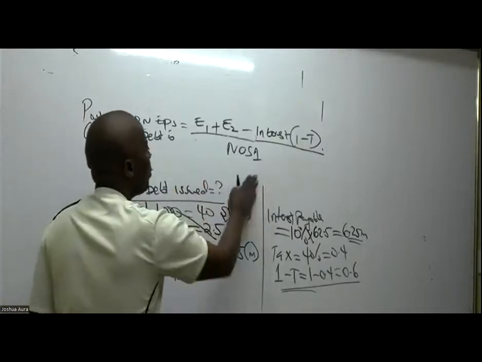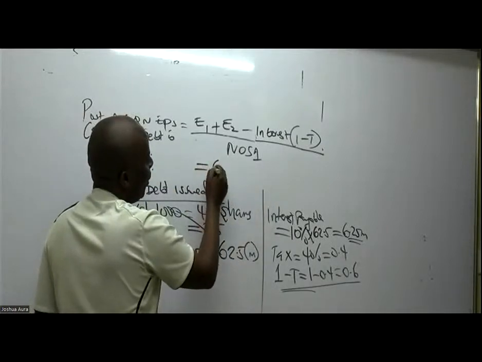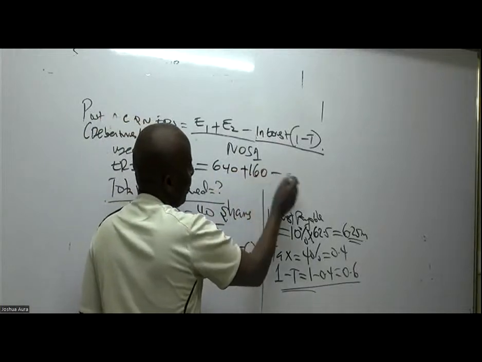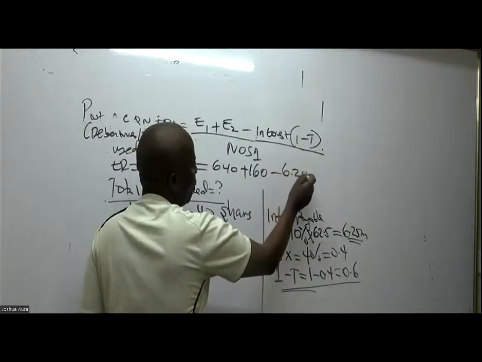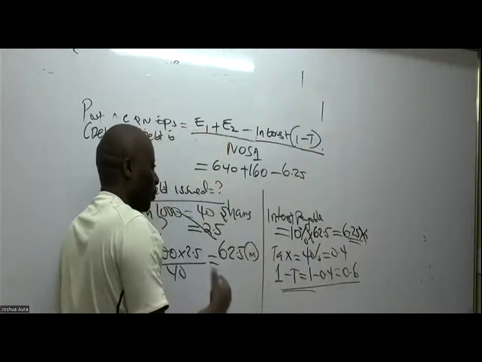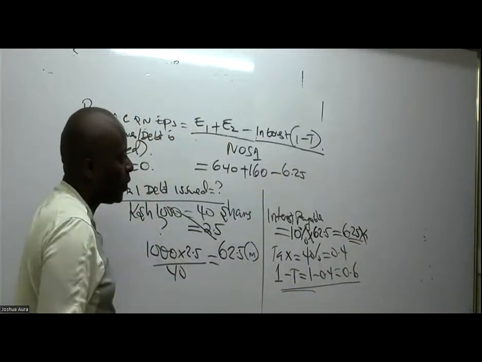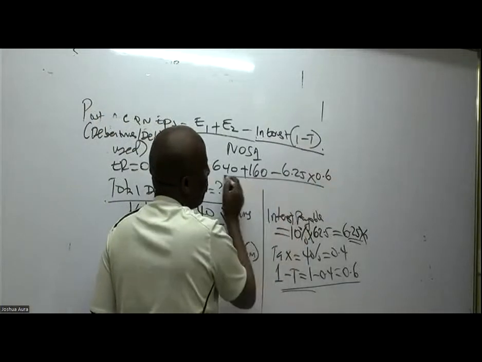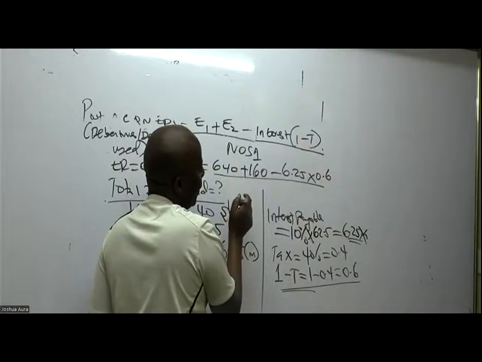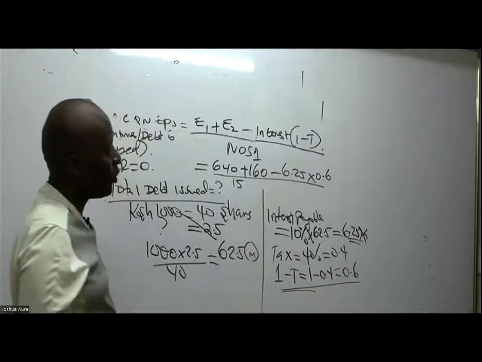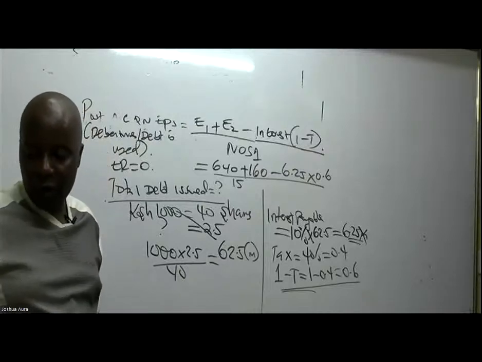So come and plug in the figures here. Earnings of company one is 640, plus earnings of company two, 160, minus the interest. You have given me a figure of 6.25. Please forget the millions, lest they confuse you. All our figures are in millions. Before dividing, I have the 1 minus tax, which gives me 0.6. Number of ordinary shares of company one, you had given me a figure of 15.